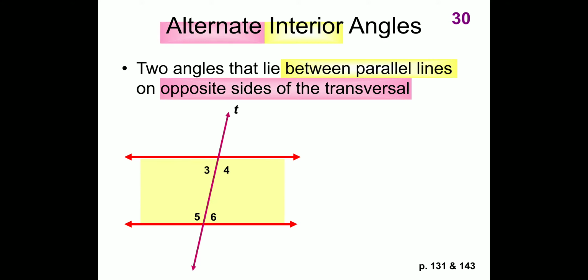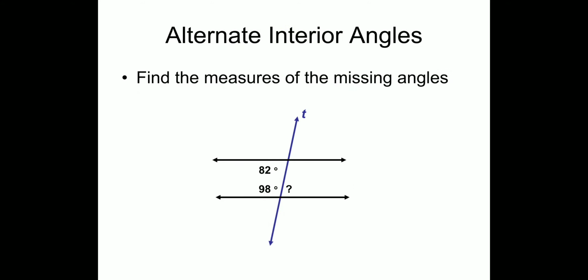Now it is opposite sides of the transversal. Alternate means opposite to each other. So here 3 and 6 are alternate and 5 and 4 are alternate. So we can say that they are alternate interior angles. Here 3 is congruent to 6 and 4 is congruent to 5. This is how we find alternate interior angles.